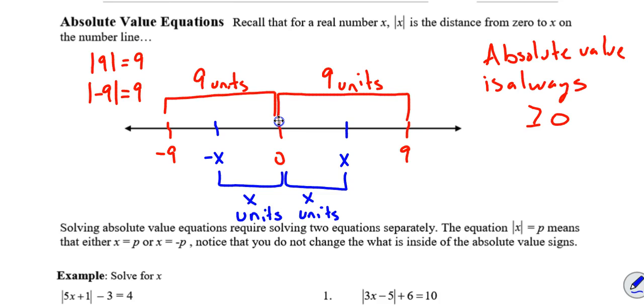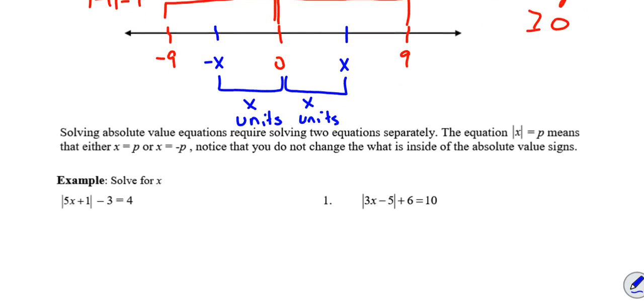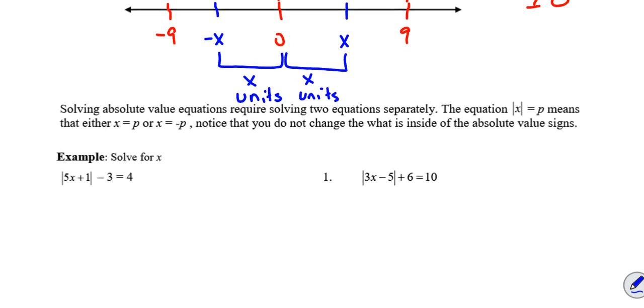So we can generalize that, and then we can use that to understand absolute value equations. So you can read the equation, the absolute value of x equals p, as meaning either x equals p or x equals negative p. Notice that you do not change what's inside the absolute value signs.